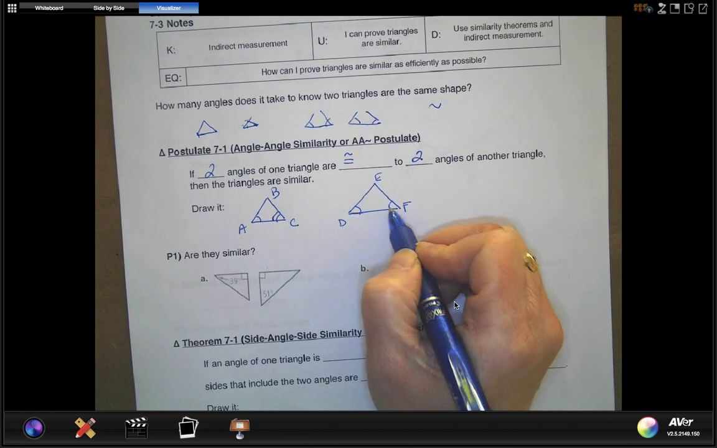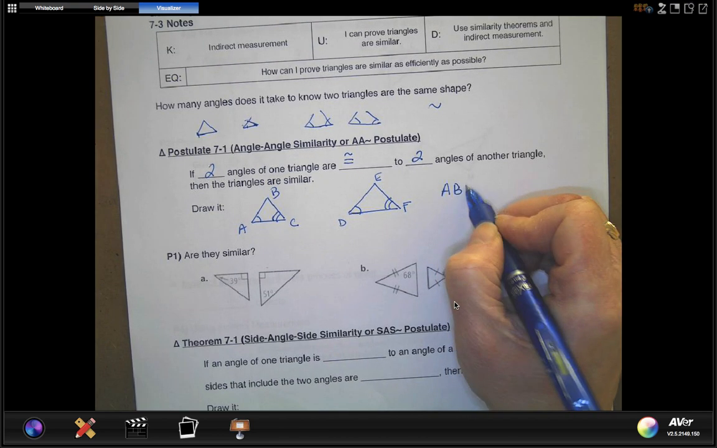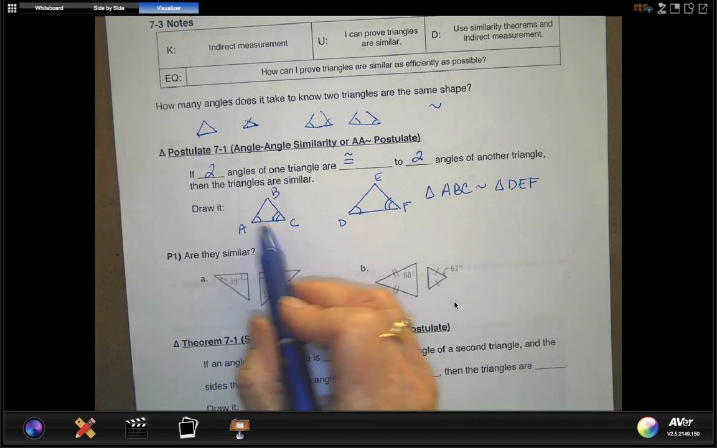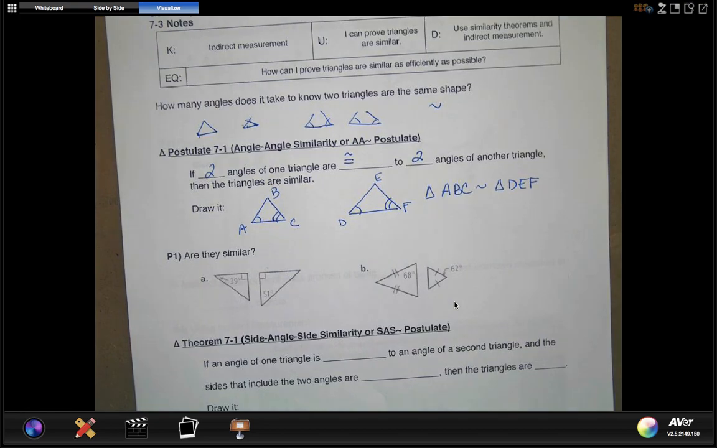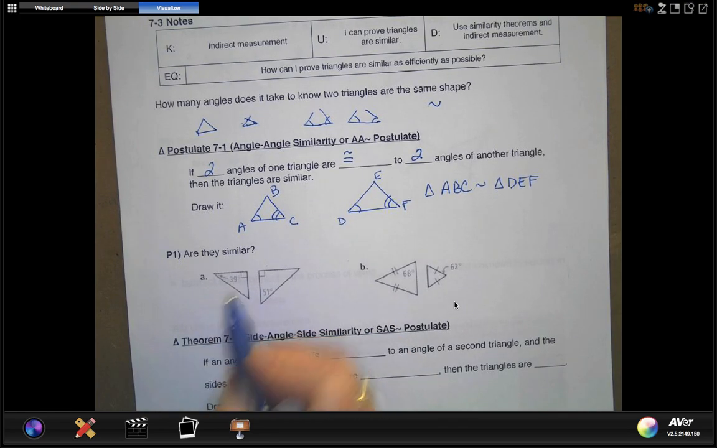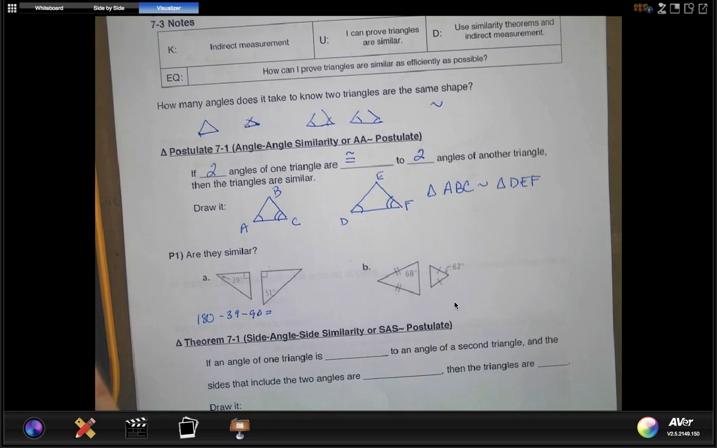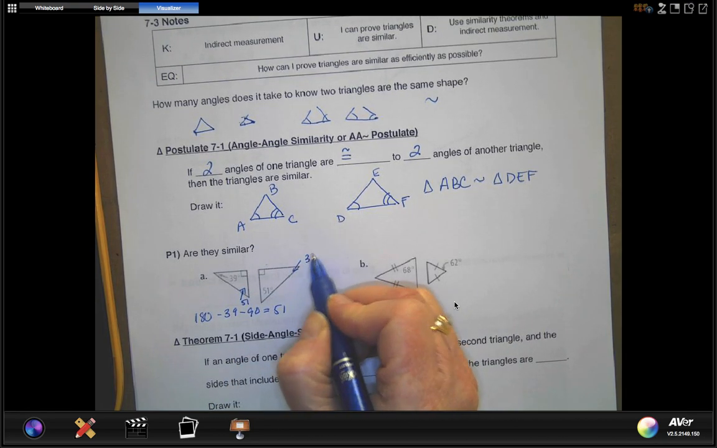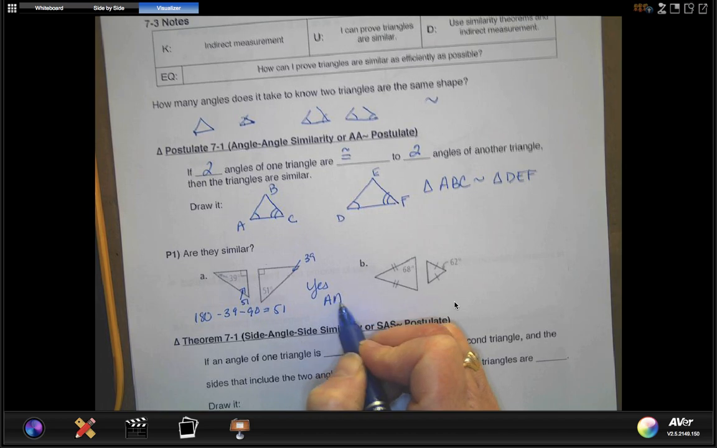So in this one, I would have triangle ABC is similar to triangle DEF. All right, so we know that if two angles are congruent, then the third angle has to be congruent, because all the angles in the triangle have to add up to 180. So are they similar? So here, if I find that other missing angle, I'll get 51. So that must make that one 39. So yes, they're similar by angle-angle similarity.